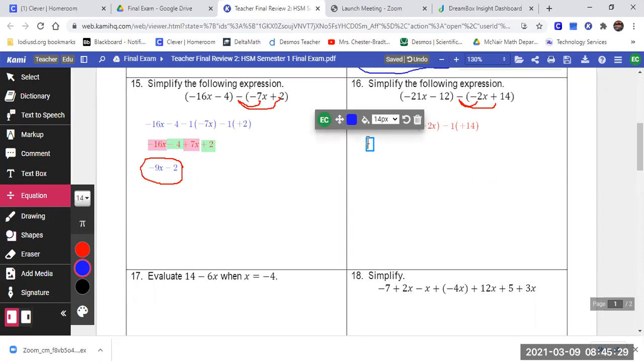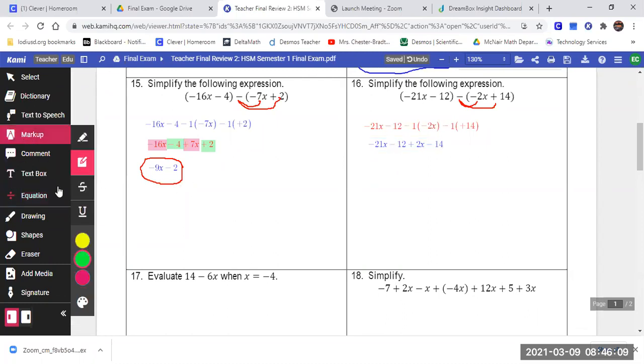So we still have a negative 21x. We still have a negative 12, and we're doing the next piece. Negative 1 times negative 2x. What are we going to get? Positive 2x, exactly. And then we have a negative 1 times a 14. What are we going to get? Negative 14. Okay, now we're going to go do our color coding to combine our like terms.